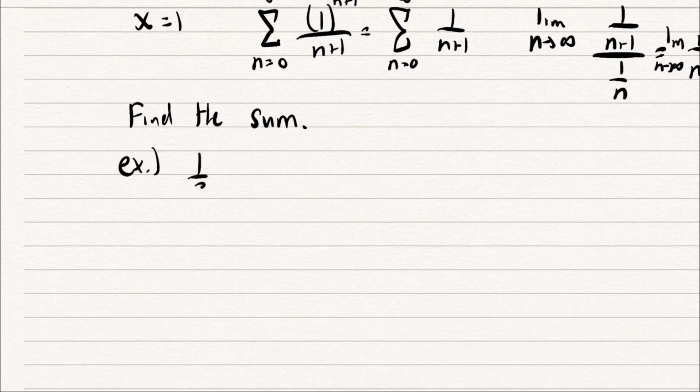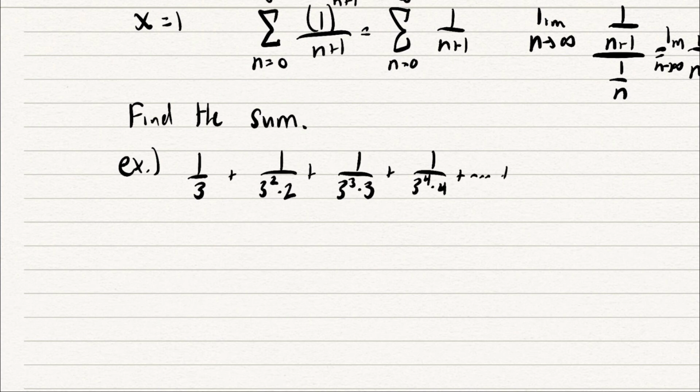Okay, 1 over 3 plus 1 over 3 squared times 2 plus 1 over 3 to the third times 3 plus 1 over 3 to the fourth times 4 plus dot dot dot plus 1 over 3 to the n plus 1 times (n plus 1) plus dot dot dot.